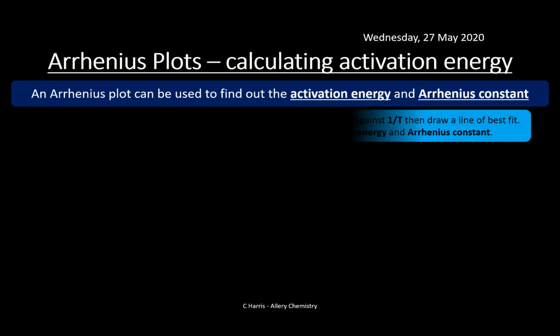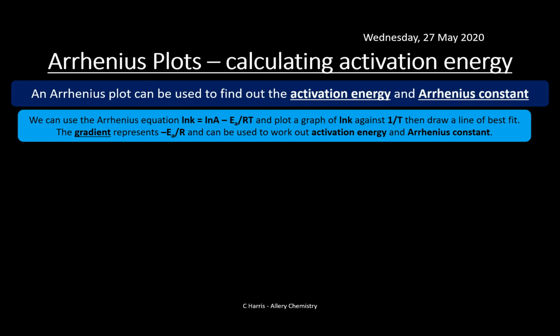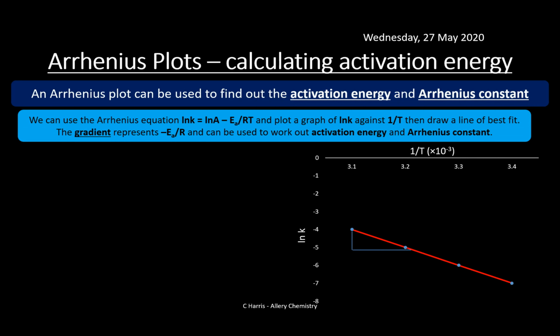In this example, we're going to look at calculating the activation energy. We can use the Arrhenius equation that we've seen, the simplified one where we've taken the natural log of both sides. We're going to plot ln k against 1 over T, and then draw a line of best fit, and the gradient of that line represents minus EA over R. What we can then do with that information is calculate the activation energy and the Arrhenius constant as well. Here we're going to look at the activation energy in particular.